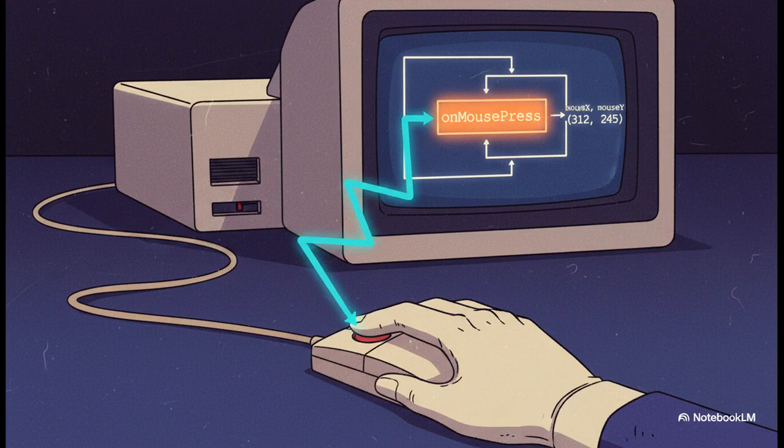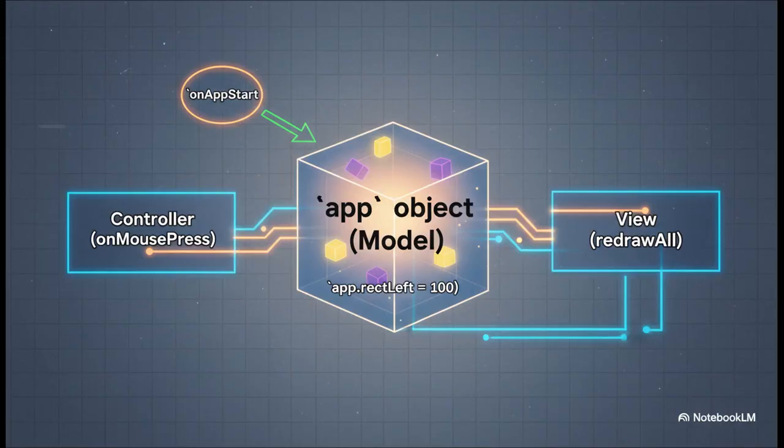The big one we're going to talk about is onMousePress. Every single time the user clicks their mouse, this function runs automatically. And what's super helpful is that it's given the exact mouseX and mouseY coordinates of where that click happened. Okay, hold on a second.